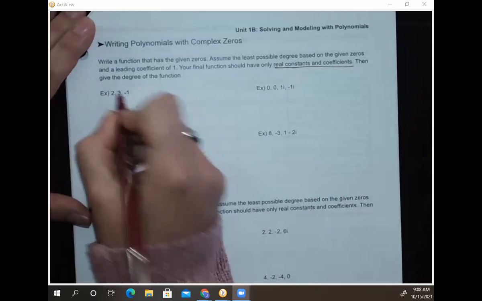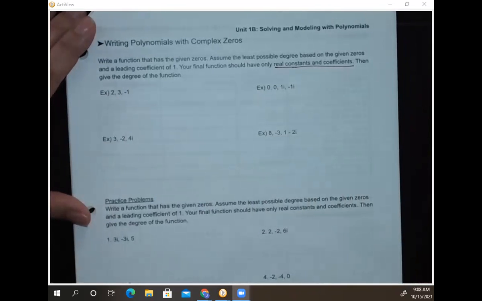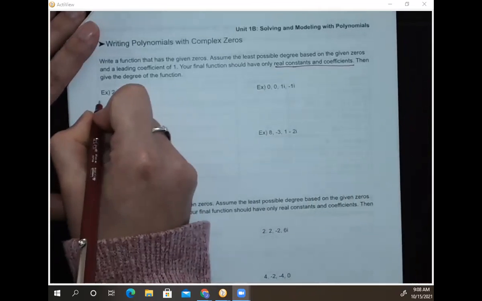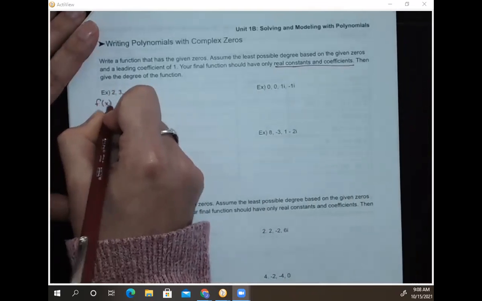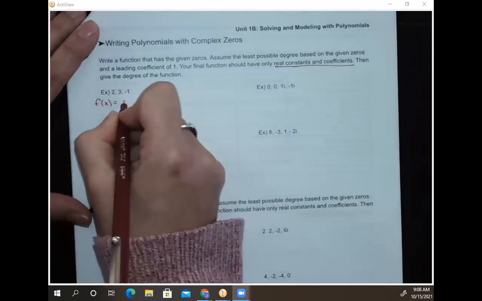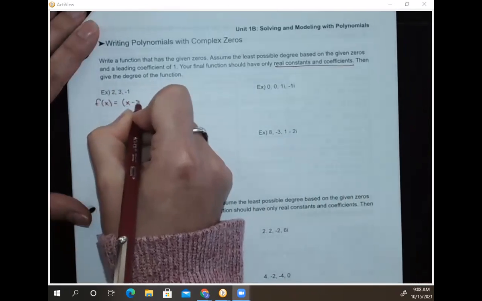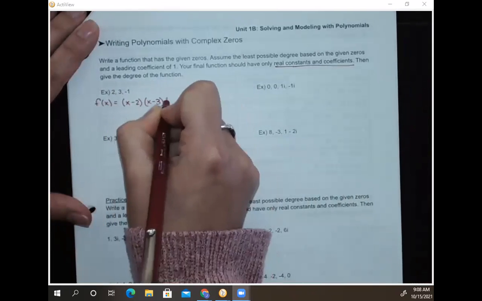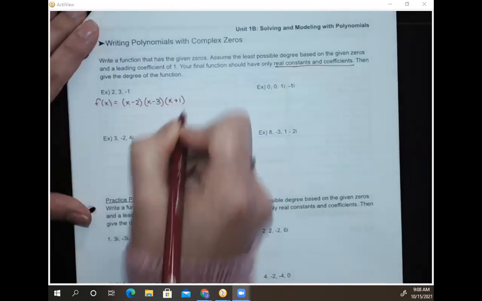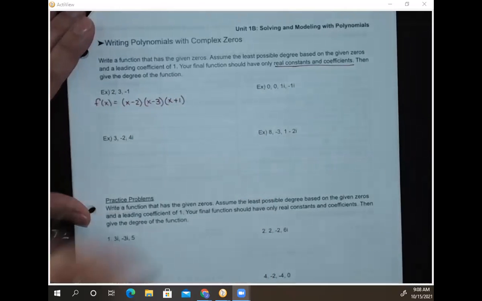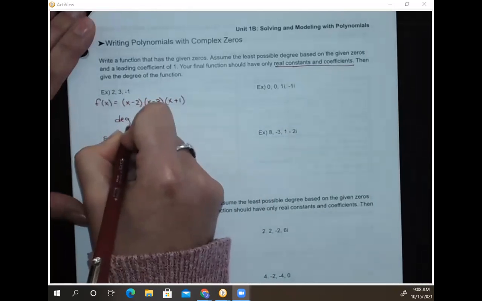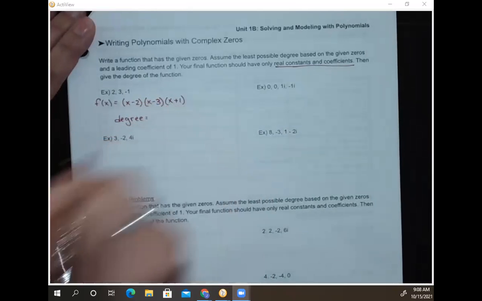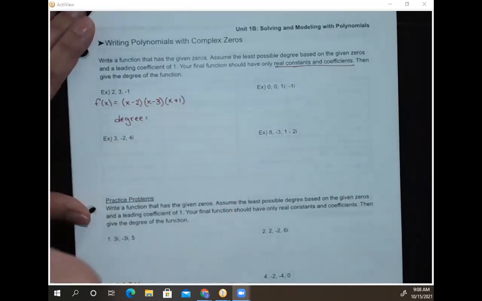So for our first example, this looks like something I could have given you the other day or in our last unit. So I want to write a function that has these zeros. So this would look like x minus 2 times x minus 3 times x plus 1. What's the degree here? 3. The degree for this function would be 3.